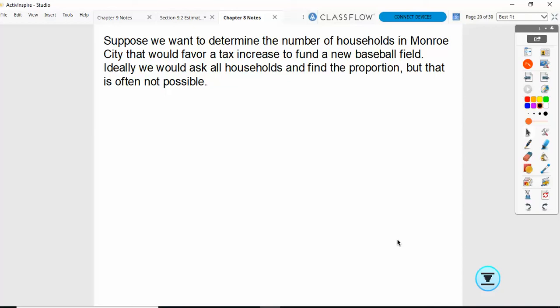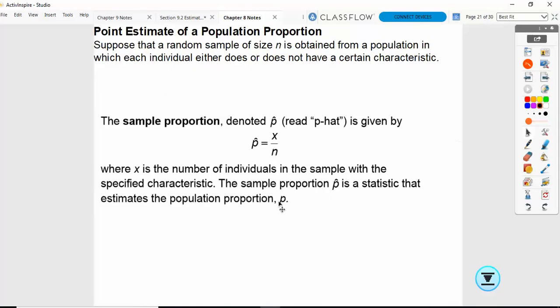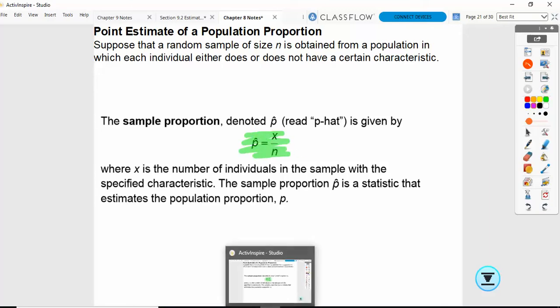So we know that we could find a sample and essentially just say, are you in favor, yes or no, and get their value. So that is a proportion. I'm not taking every possible sample of people in Monroe City. That's way too time consuming. But I could get one particular sample and get the proportion that was in favor. So when I'm talking about a sample proportion, we denote that as p hat, and it's just x over n, the number of people that said they're in favor divided by the number of people that we asked.